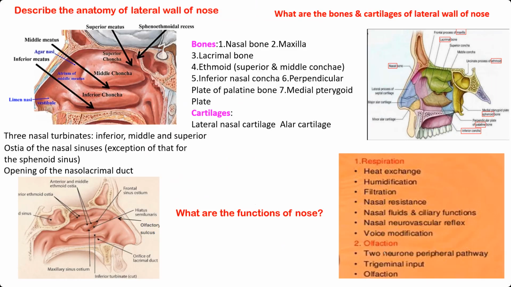And another important function is smell. Olfaction is a very important function, and this is what allows you to distinguish between a good smell and a bad smell, and protect yourself from exposing yourself to anything noxious.